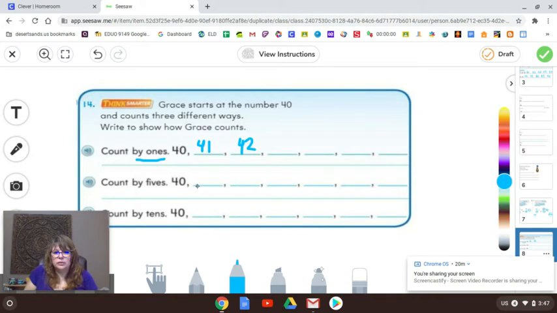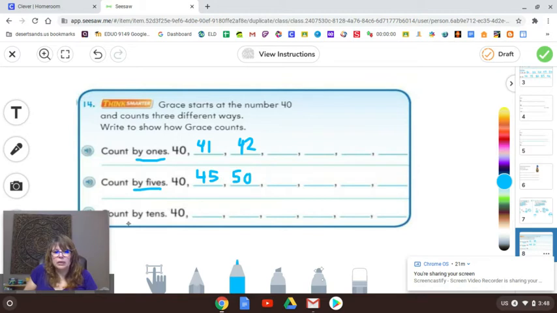Now, if she counts by fives and she starts at 40, you say 40 in your head, 41, 42, 43, 44, 45. So we put 45 here. Then you put 45 in your head, 46, 47, 48, 49, 50. So we put 50 here. Now I'm going to have you finish the rest by yourself because I know that you can.